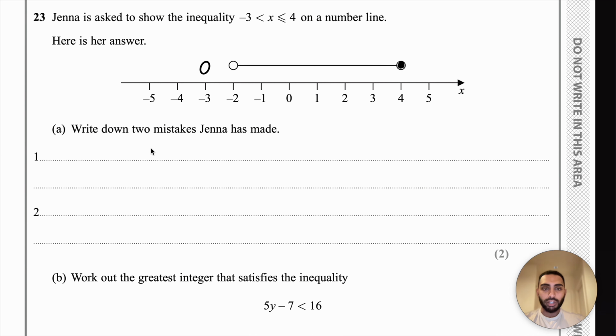Write down 2 mistakes Jenna has made. So the first mistake, the circle should be at -3, not -2. And the second mistake, 4 should be filled in.